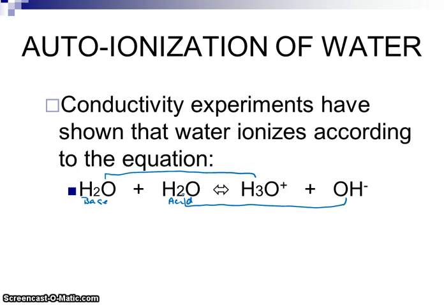Now when one of our waters gains a proton, it forms a conjugate acid. So the hydronium is the conjugate acid in this reaction. And then we're going to produce hydroxide, which is our conjugate base in this reaction.